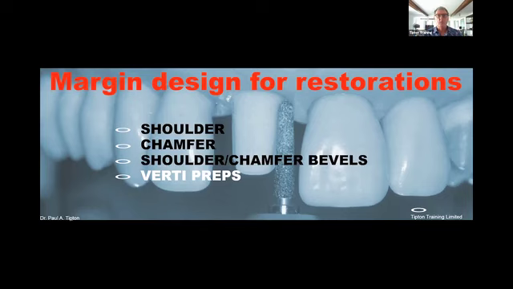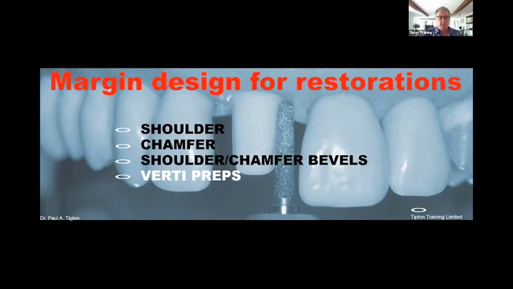The VertiPrep was the original knife's edge, marginless, feather edge preparation that was advocated many, many years ago. It went out of fashion, as you're aware. Lots of things go round and round, come back into fashion. So the VertiPrep now has got fashionable. And why is it coming back into fashion? It's come back into fashion because we're now milling restorations as opposed to casting them.